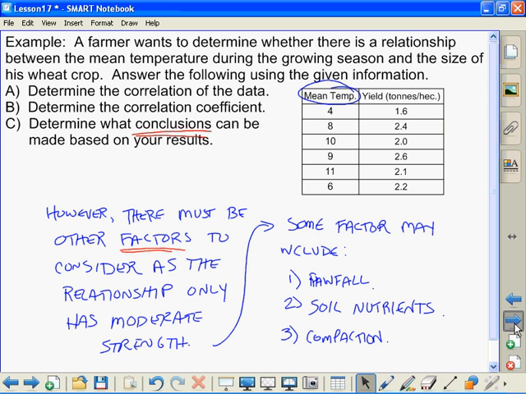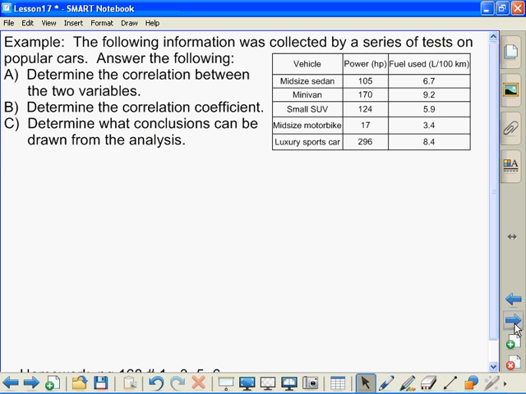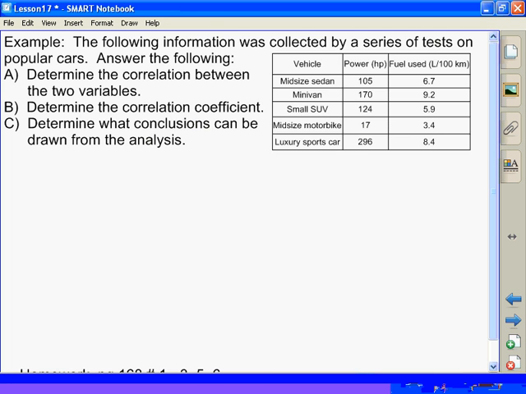So the last example here. This was from a car magazine. I got this out of a car magazine, and this was the data that was provided. It's the same three questions, A, B, and C, that we just completed. So you need to use the calculator or bring your simulator up.